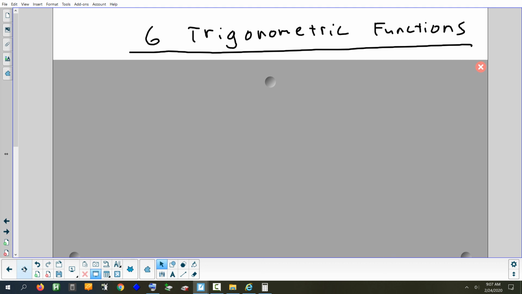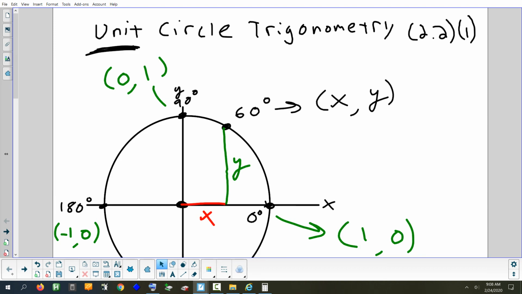All right, so what we're going to look at now is how we define the 6 trig functions. Now, every definition that I'm going to give you is going to be based on this.